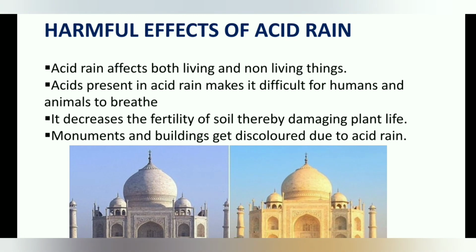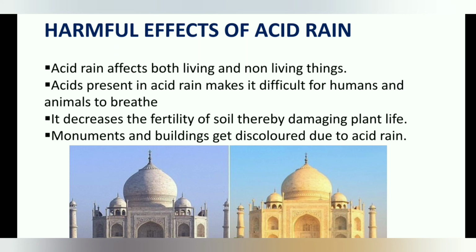The acid present in acid rain makes it difficult for humans and animals to breathe. It also decreases the fertility of the soil and thereby affects plant life. So it is affecting animal life as well as plant life. In addition to it, it affects non-living things also.